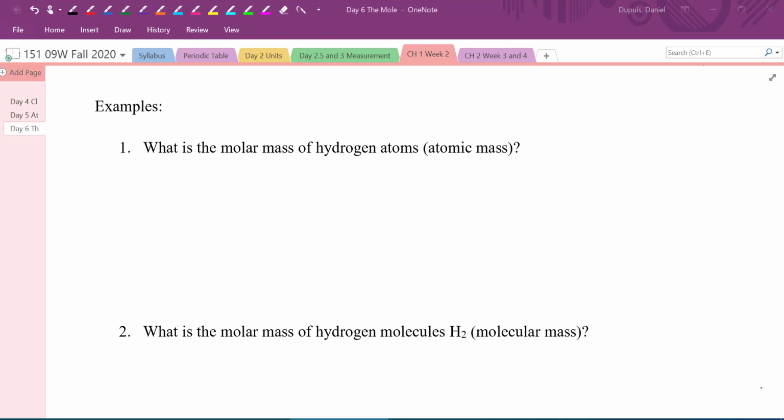All right, let's do some examples with molar mass and the molar calculations. So what is the molar mass of hydrogen atoms, the atomic mass? If you look at H, it's 1.008, right? So I'm going to go with two decimal places, 1.01 grams per mole. And that's what I'll use for H.